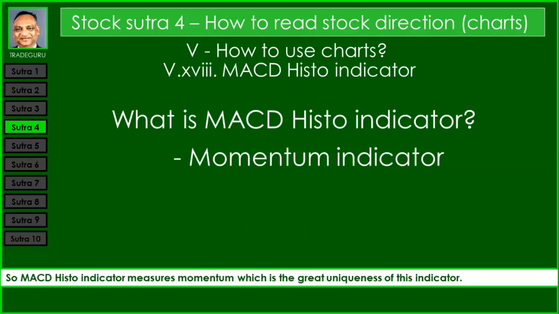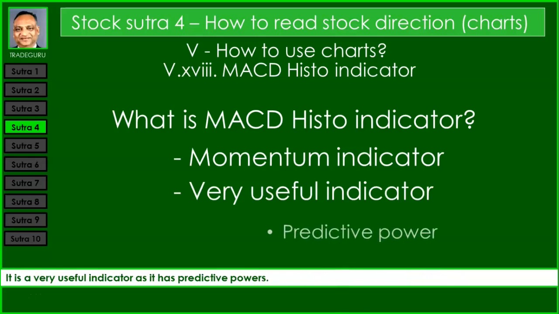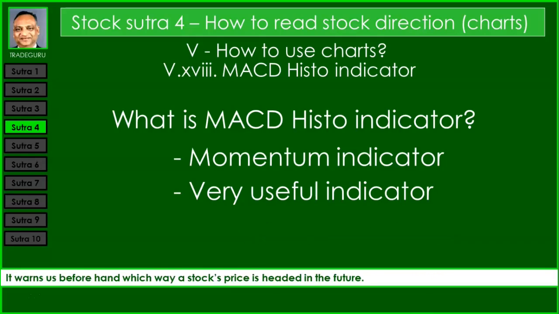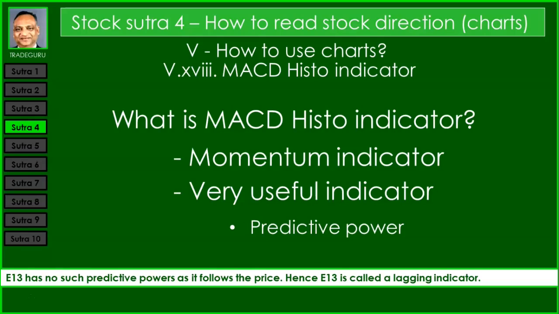So, MACD Histo indicator measures momentum, which is the great uniqueness of this indicator. It is a very useful indicator as it has predictive powers. It warns us beforehand which way a stock's price is headed in the future. E13 has no such predictive powers as it follows the price. Hence, E13 is called a lagging indicator.